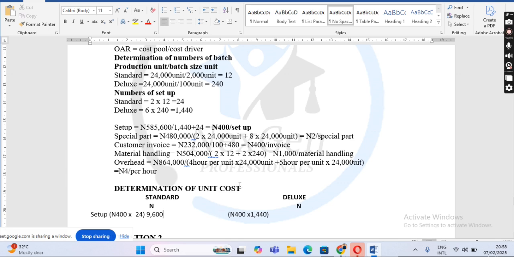If they tell you determination of overhead rates, let me use overhead rates because that was what they used in the question. Overhead rates, class. Determination of overhead rate. Rate means unit cost. Now, what you have here, class, is the total cost for setup for standard. Now, what do you have here, please? Class, what do you have? Give me figure.